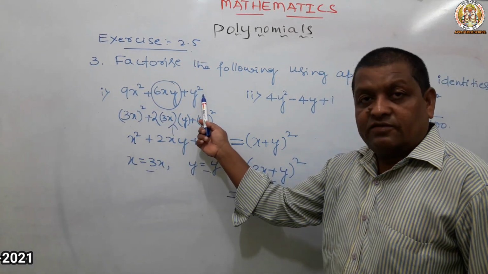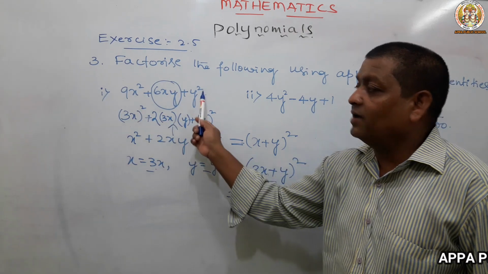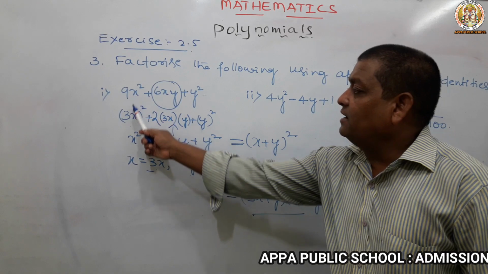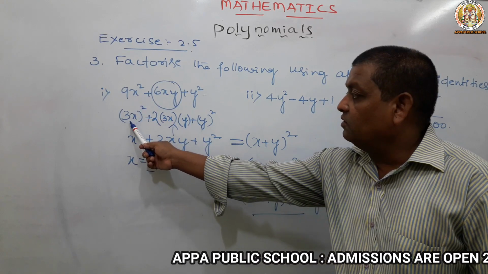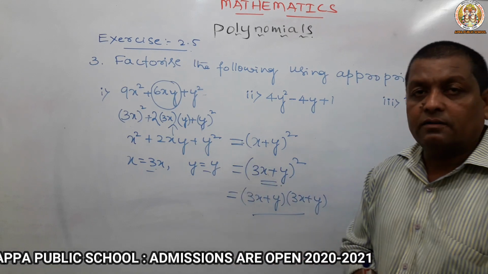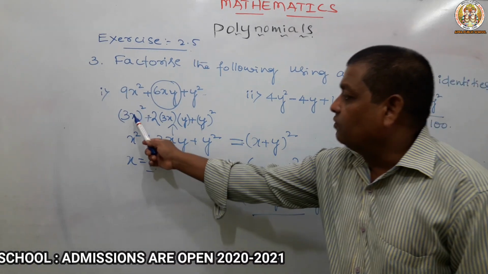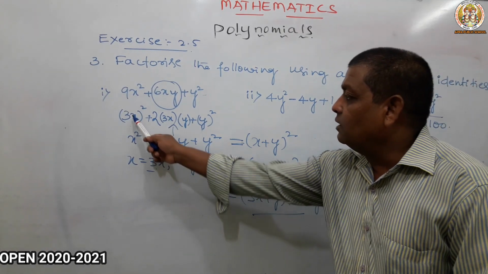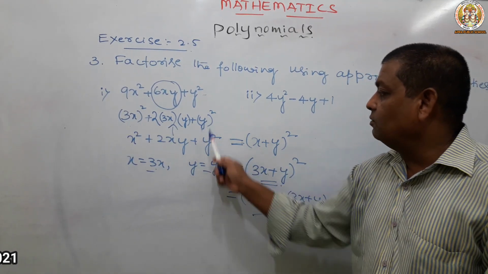Concentrate first and last. Definitely they are perfect squares. So write them in the square form. 3x whole square is 9x square. y square means y whole square. Okay, I wrote the formula x square plus 2xy plus y square. What is the x value? 3x. What is the y value? y.